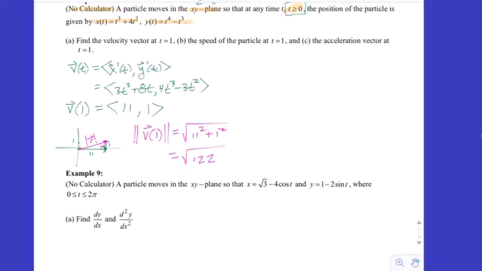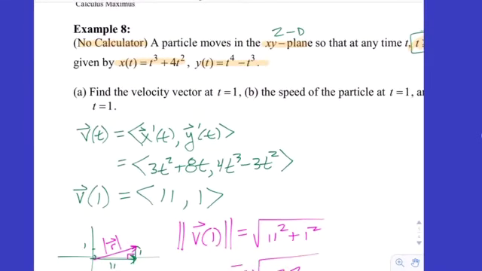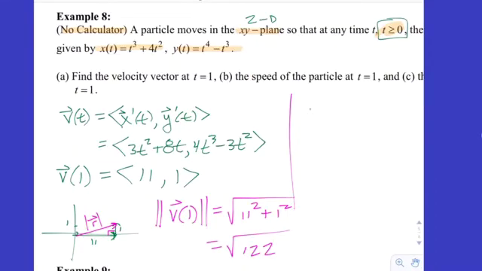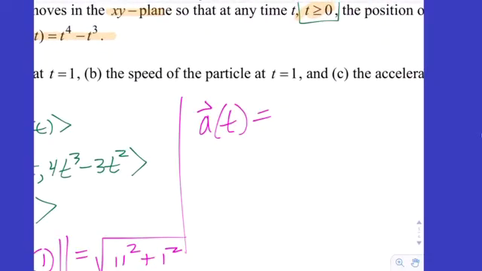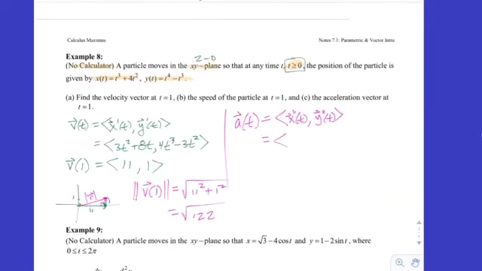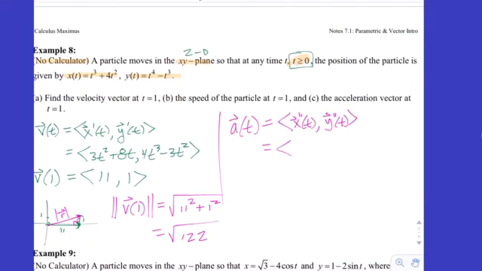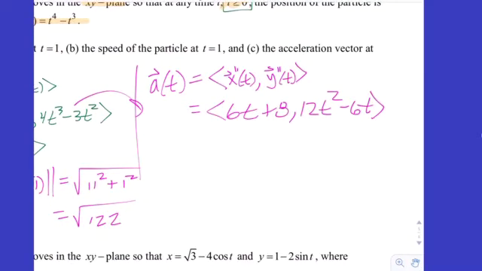All right, part C, we need the acceleration vector at that time. Okay, so let's go ahead and find the acceleration vector first. We'll call it a of t, and I'll just come over here and say it's going to be x double prime of t, comma, y double prime of t. And I have the derivative already in the velocity vector, so we'll just take the derivative of the velocity vector's components. That's 6t plus 8 and 12t squared minus 6t. So there's your acceleration vector.